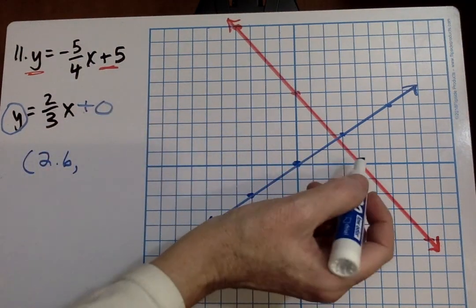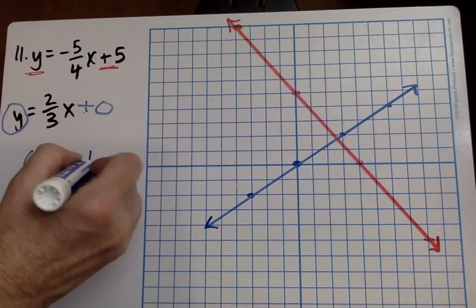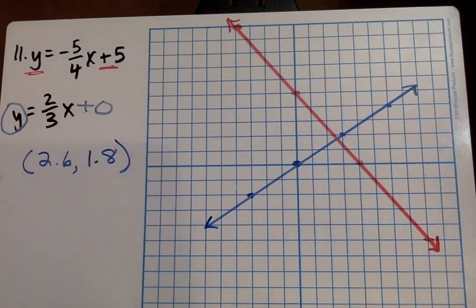And then how many up? Let's see. 1.8. And there, I've just estimated that. Okay. All right, students, you can get the rest.